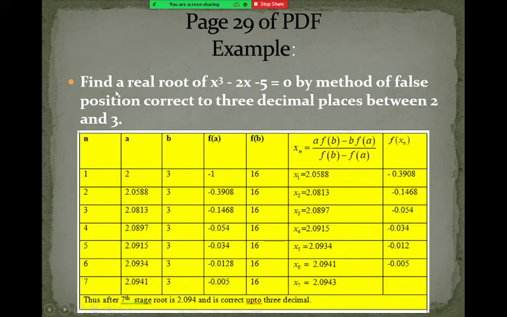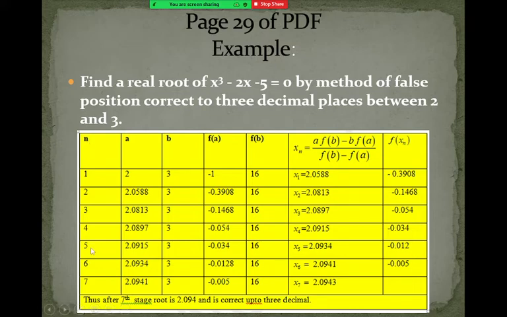See, the question is: find a real root of this cubic equation. Obviously, this cubic equation you can solve on a calculator also, and the calculator gives you the root. But right now we have to do it by a numerical method only. So find the real root of this cubic equation by the false position method in the interval 2 comma 3. The initial points were already given, that interval is given.